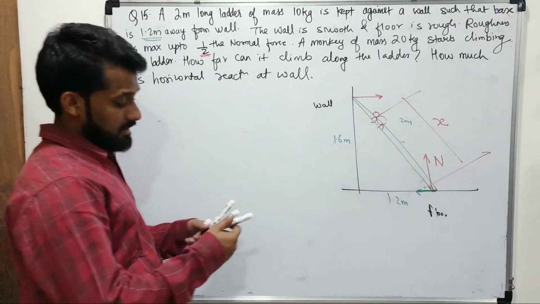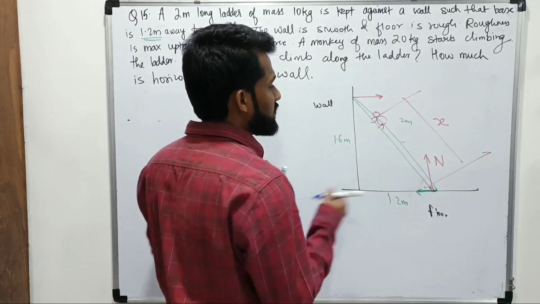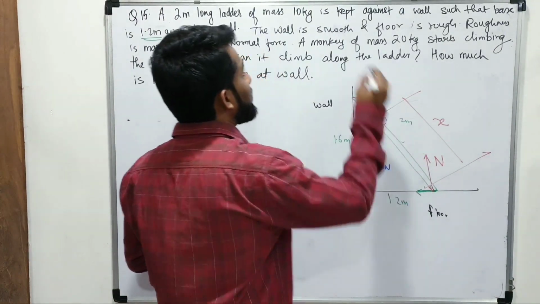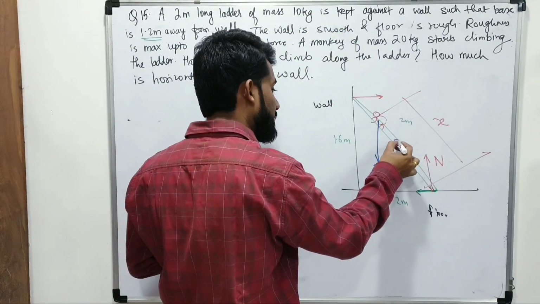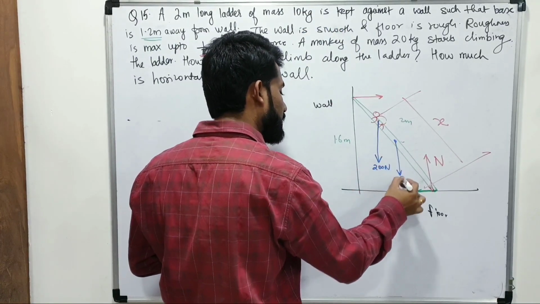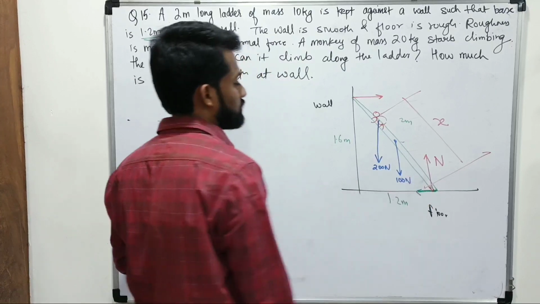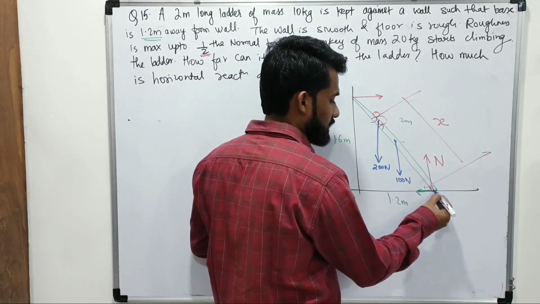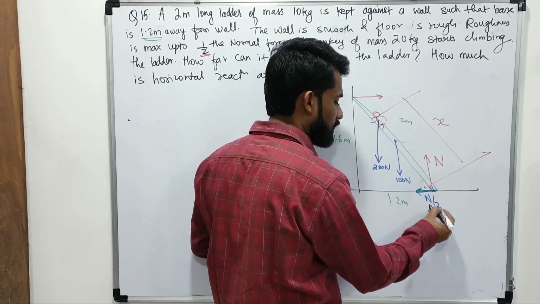Okay, the monkey's mass is 20 kg, so its weight will be 200 Newton. And the ladder's mass is 10 kg, so its weight will be acting exactly from the center. It will be 100 Newton. Right? This is the normal reaction N. This will be N by 2.